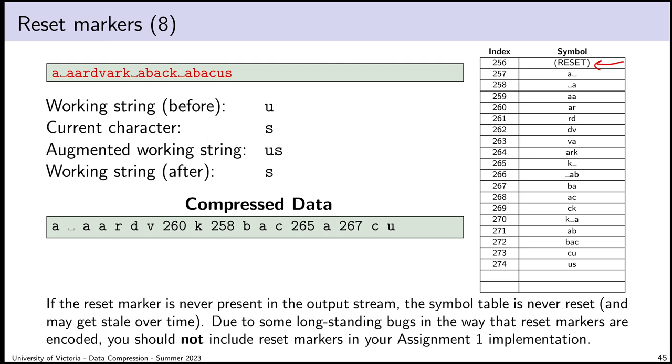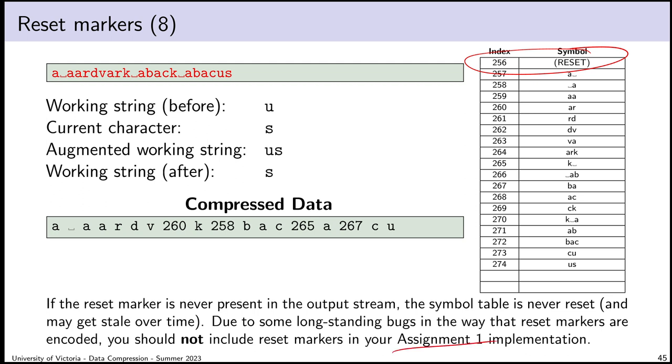Now, I would like it if on assignment one, I could have you implement reset markers, because I think the idea of a reset marker is very important. It's actually a very general thing. We'll see that in a lot of schemes, the idea of an escape character, a special symbol that has no other use than to tell the decompressor that something has changed in the compression state. That's a very popular technique that's used all over the place. I really want to make you implement it, but I can't do that in assignment one.